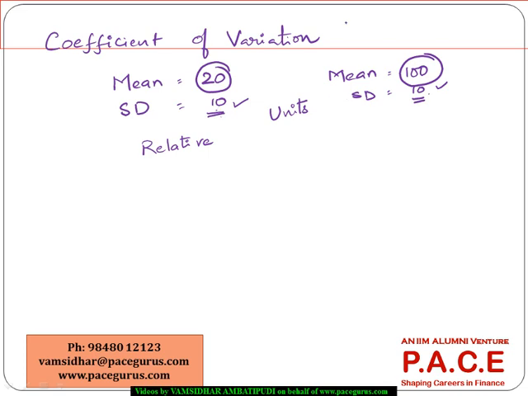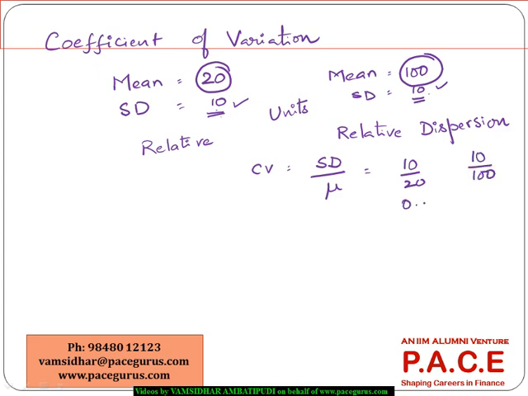When I want to look at it from a relative risk perspective, it's better that I go with a relative dispersion measure, not an absolute dispersion measure. And coefficient of variation is one very good relative risk measure, because it does nothing but standard deviation divided by the mean, whether it is for a population or for a sample. So in this case the standard deviation is 10 but the mean is 20, whereas here it is 10 by 100. So the coefficient of variation here is 0.5, here it is 0.1. So it is saying this is more risky compared to this.